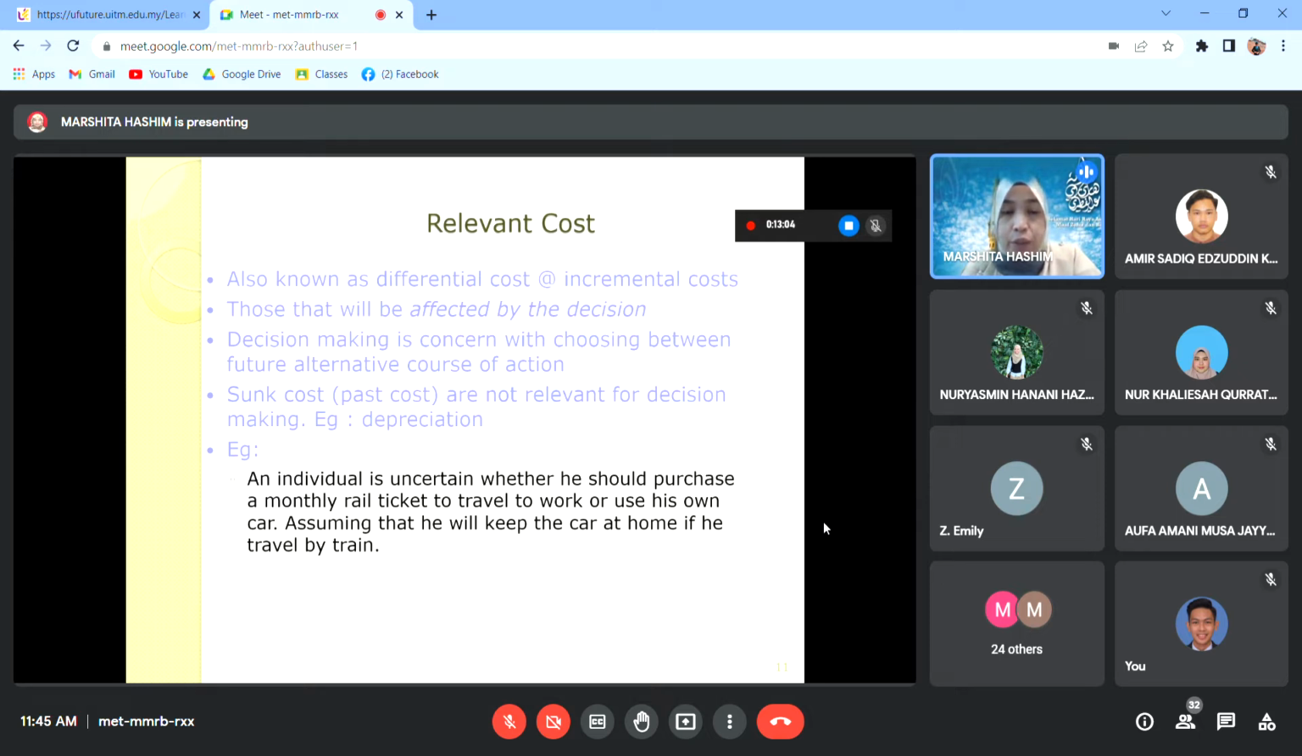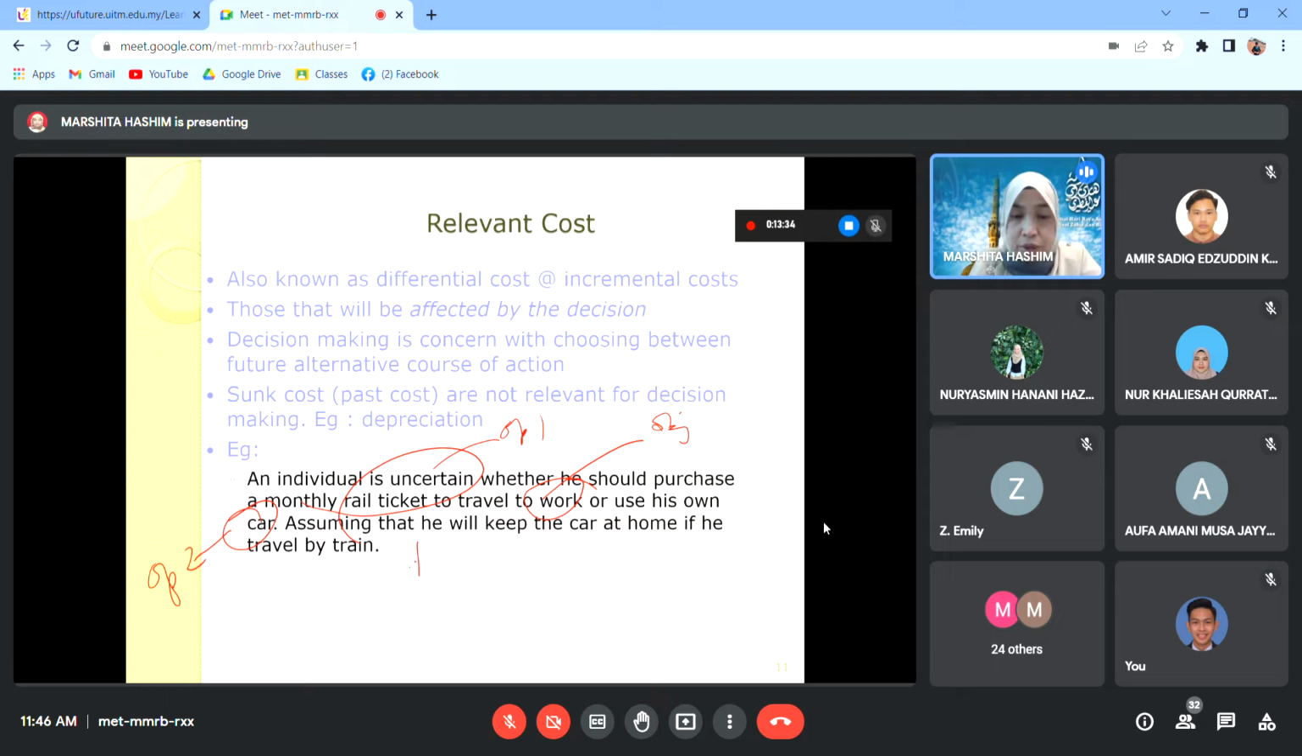Now look at this example. An individual is uncertain whether he should purchase a monthly rail ticket to travel to work or use his own car, assuming that he will keep the car at home if he travels by train. So the objective is to get to work. This is your objective. The options that you have: you travel by train, option 1, or you travel by your own car, option 2.